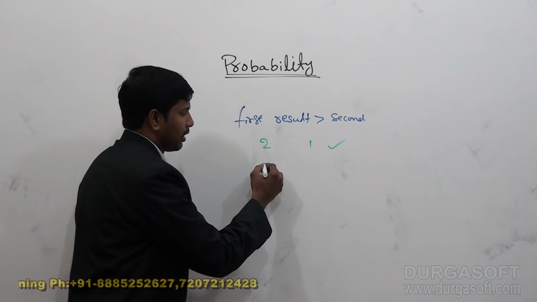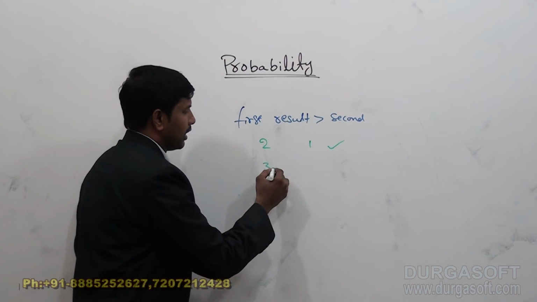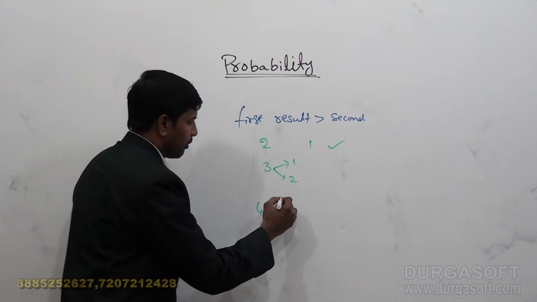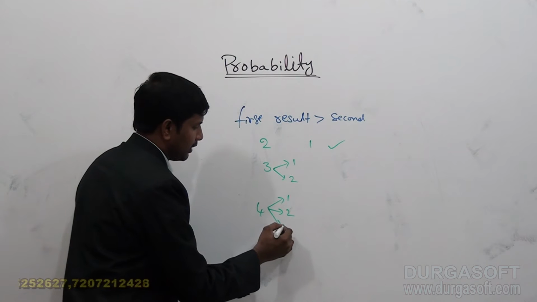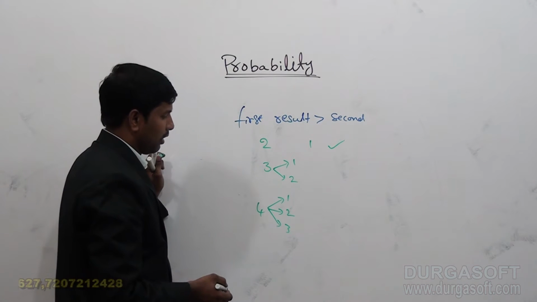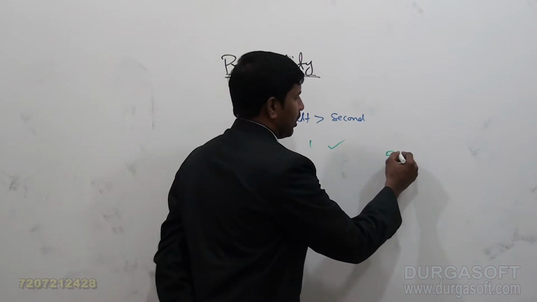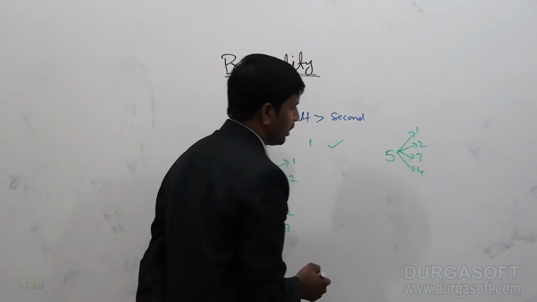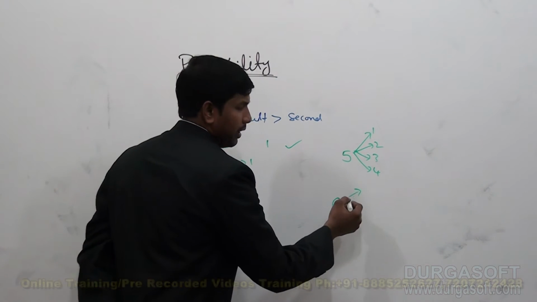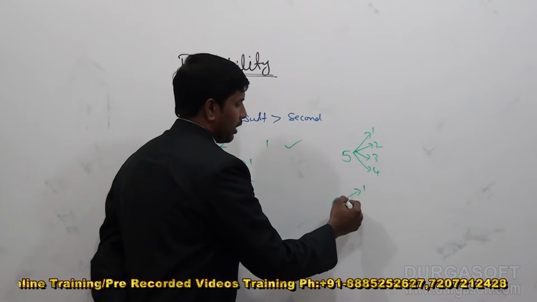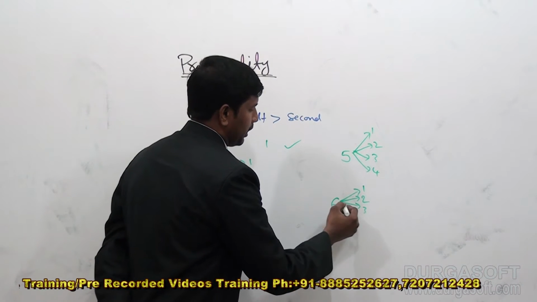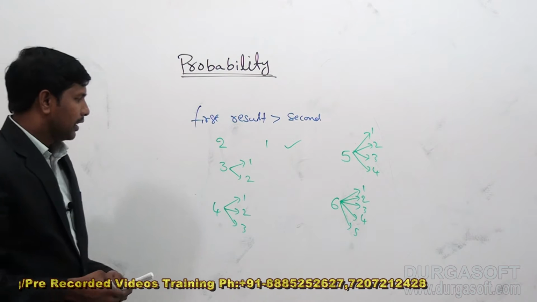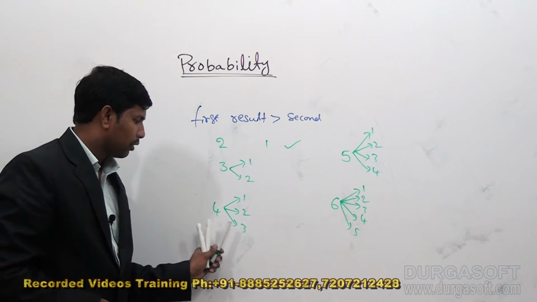Next I may expect 3. For 3 there are 2 chances, so 1 and 2. Suppose I take 4 here, we are having 1, 2 and 3 on the second die. Suppose I take 5 here, we may expect 1, 2, 3, or 4, so any of these. Suppose I take 6, it may be simply 1, 2, 3, 4 and 5. That means here you may get 4, 1 or 4, 2, 4, 3, 3 chances.